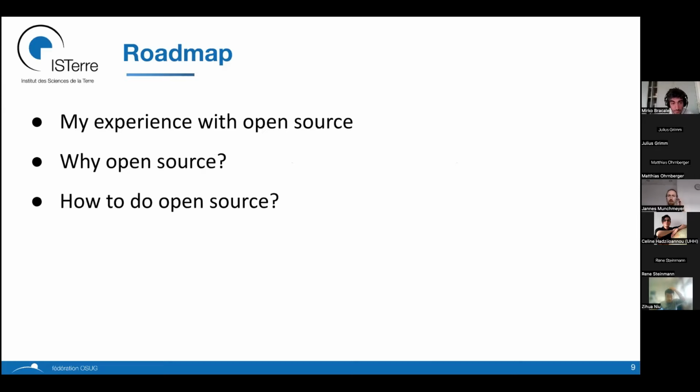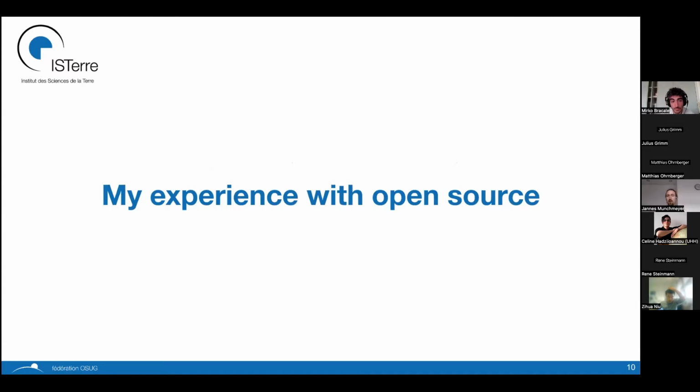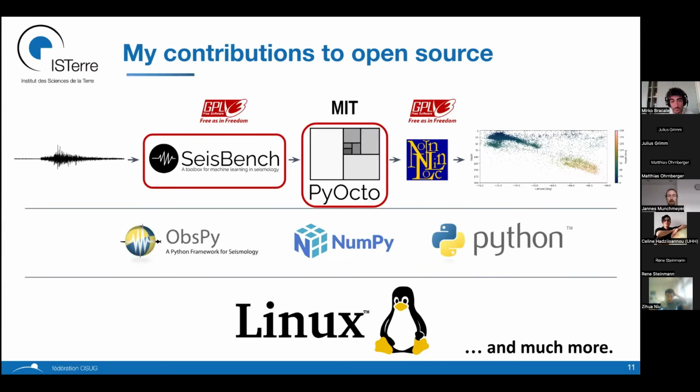So my rough roadmap is this. I'm going to tell you a bit more about my personal experience with open source as a developer, and then I'll say why we need open source, in my opinion, and how to do open source. And in this process, it will also be about where I see the challenges in actually building open source software. So let's start off with my own experience with open source.